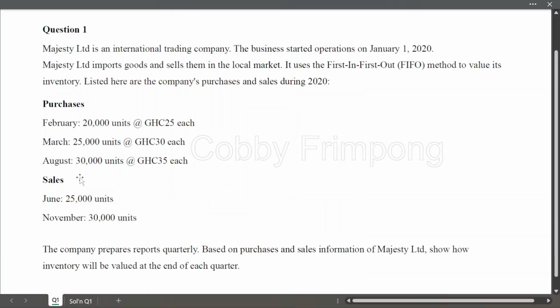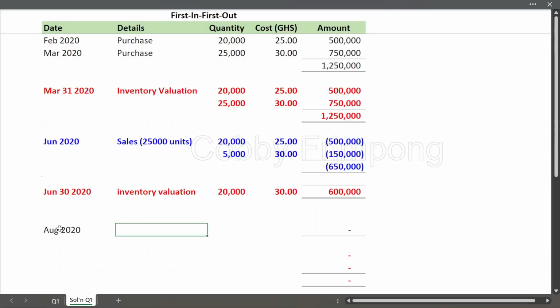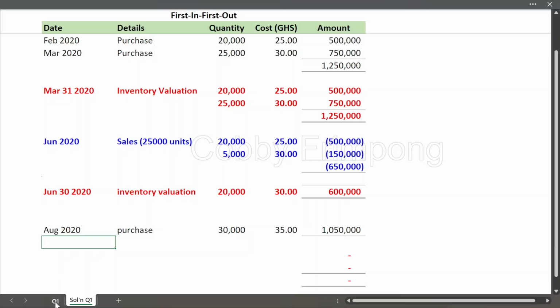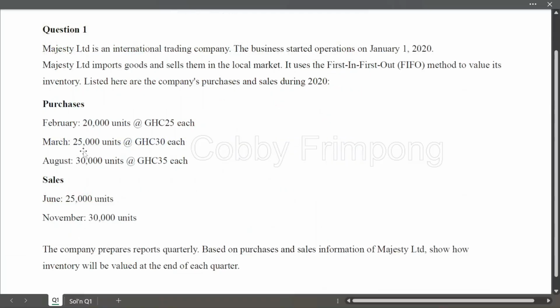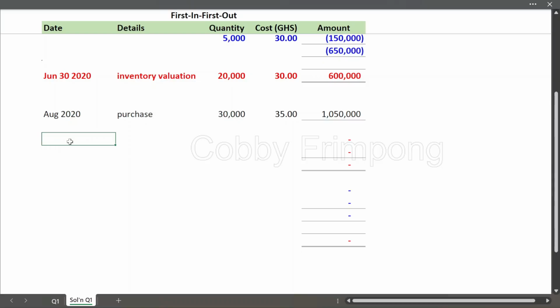In the third quarter, there was a purchase transaction of 30,000 units at 35 Ghana cedis each in August. August 2020, we had a purchase transaction of 30,000 units at 35 Ghana cedis each, giving us 1,050,000 Ghana cedis. There wasn't any sales transaction in the third quarter. Third quarter ends on 30th September 2020, so we need to do evaluation September 30th, 2020.